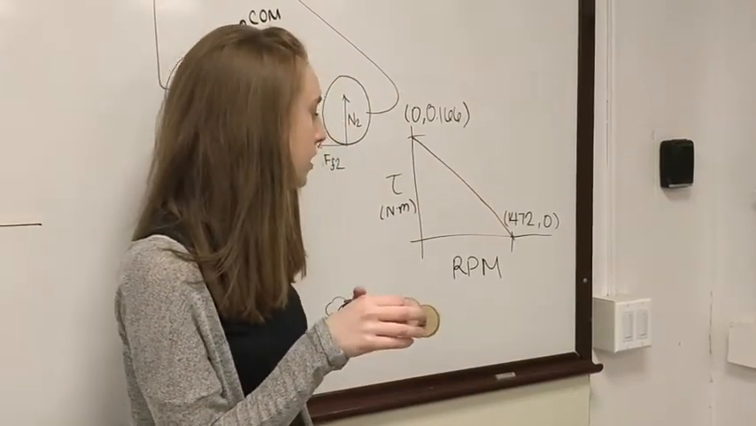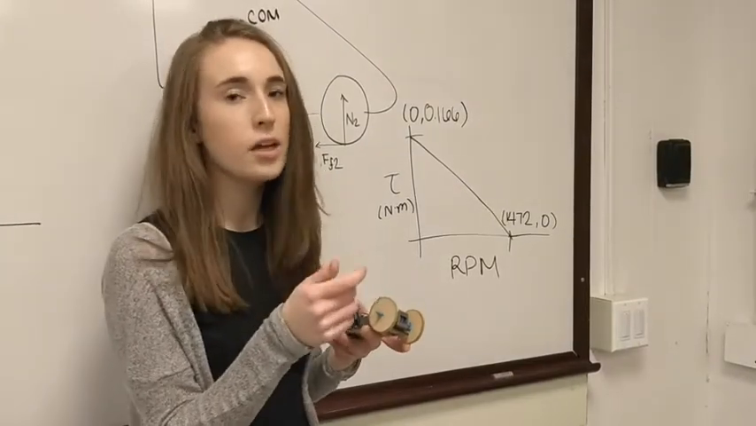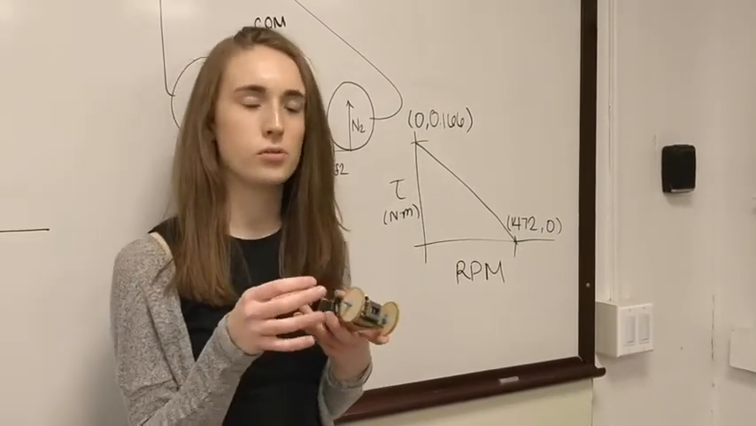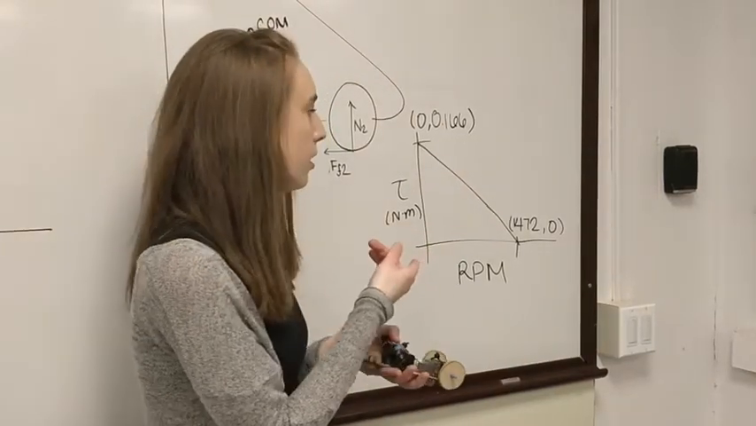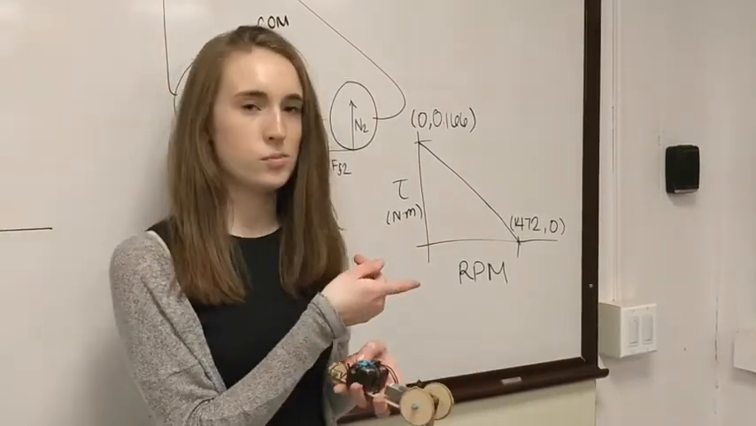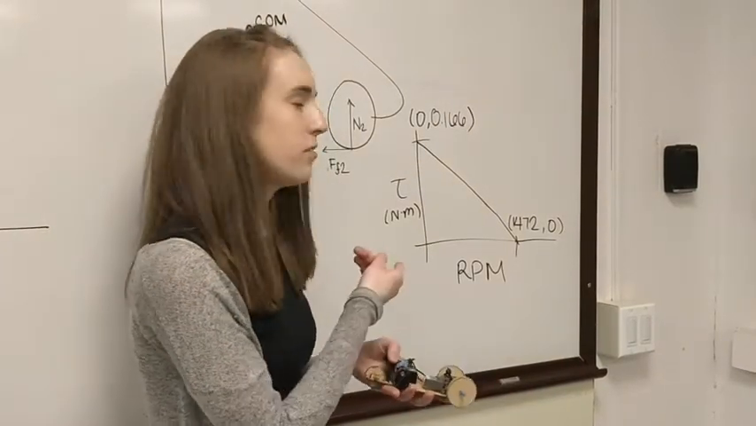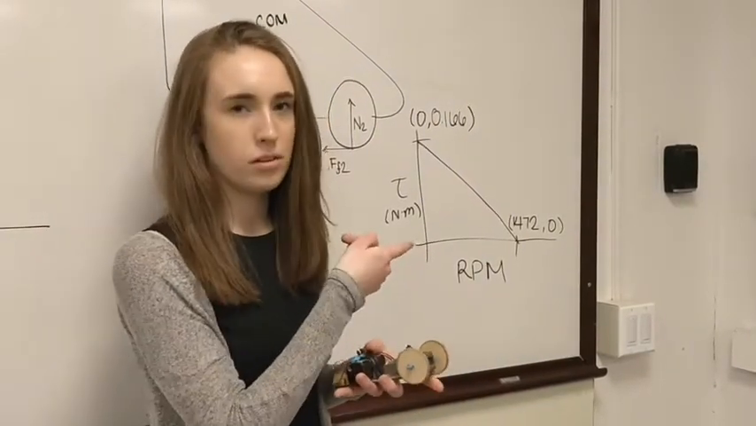And then to find maximum RPM, we used the tachometer and let it spin with no added weight, so there was no net torque on the system, and it read 1472 revolutions per minute. So using slope-intercept form, we graphed this on MATLAB for the given gear ratio.